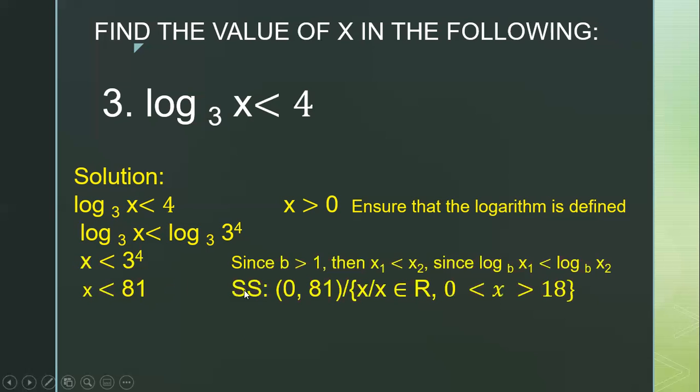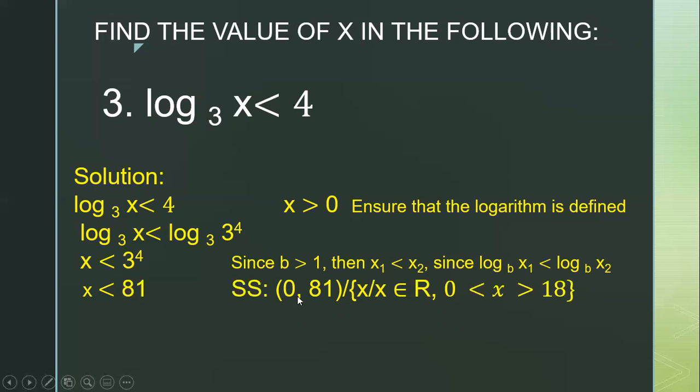So to write the solution set, SS here means the solution set, it's equal to the interval from 0 to 81. Remember that the value of your x must be greater than 0. So we have the exclusion, the parentheses, up to 81. 0 and 81 are not included. The value of your x must be in between 0 and 81. That's why we use the parentheses, meaning 0 and 81 are not included in the solution set.